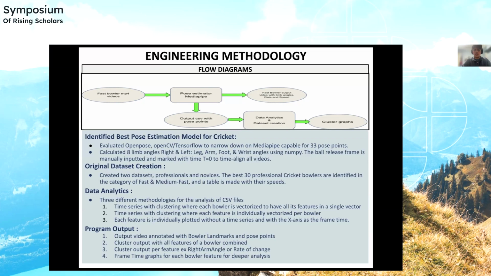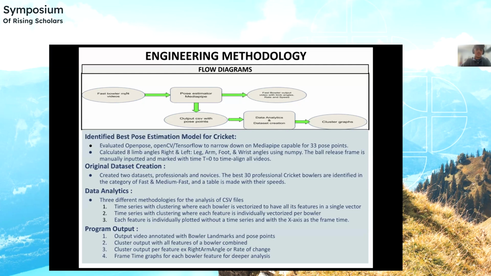After deciding on MediaPipe, thanks to their different pose estimation points, the full list of angles used for this project would be 8 limb angles, so right and left. So the leg, arm, foot, and wrist for both your right and left sides. Then the rotation of those angles, so that's 16. And one more factor added was the linear wrist speed, because that's really important for when delivering the ball. So those 17 parameters is what was looked at by MediaPipe.